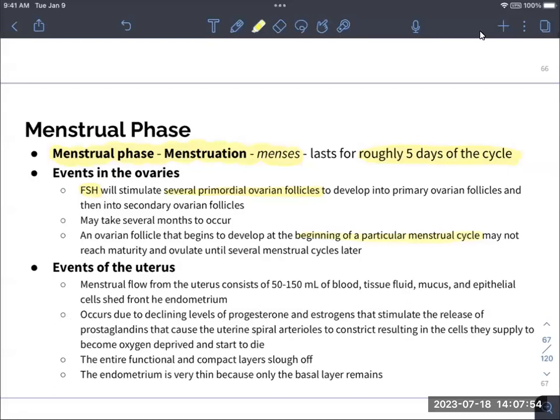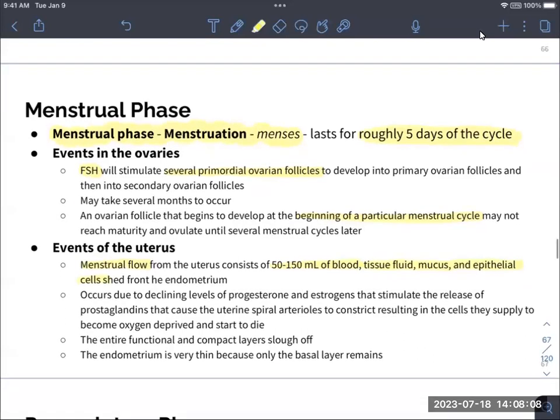So at the uterus, this is where this menstrual flow is happening. It can cause the loss of 50 to 150 milliliters of blood, tissue, mucus, and epithelial cells. This is when the estrogen and progesterone levels have declined. That causes prostaglandins in those uterine spiral arteries to constrict, cutting off that blood supply. They become oxygen deprived and start to die. That entire functional and compact layer eventually gets sloughed off.